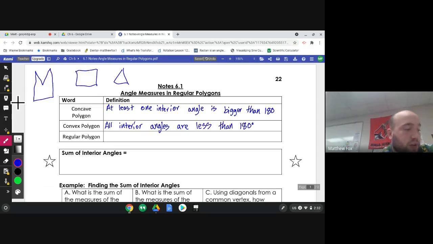And then the final one here, regular polygon. This is when all the angles and sides are congruent, okay? So all the angles are the same, all the sides are the same. A square would be an example of a regular polygon. A rectangle would not. While all the angles are congruent, they're all 90, the sides are not all the same length.